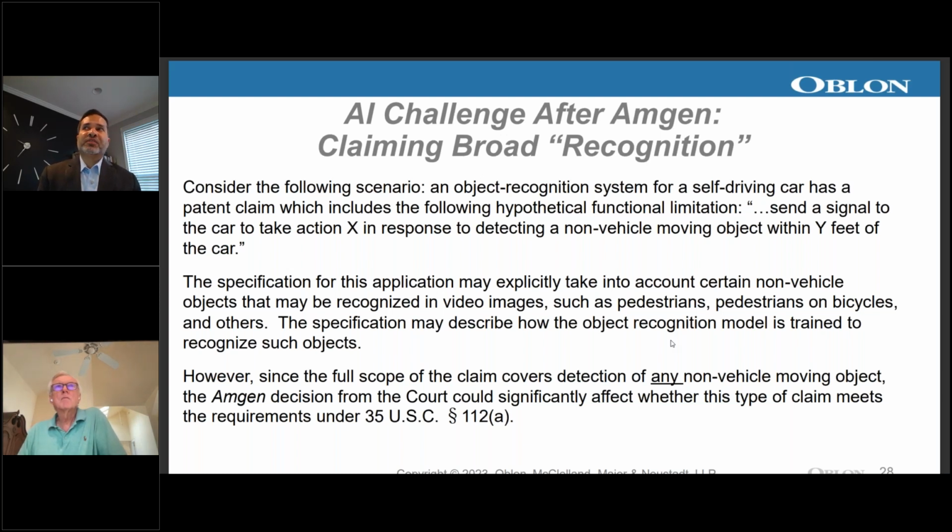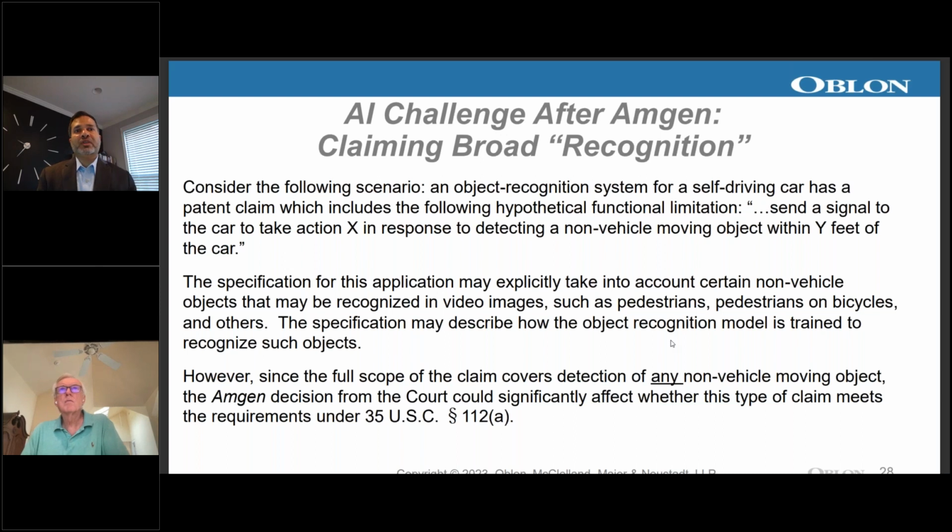Now, maybe the specification in this example takes into account certain non-vehicle objects that could be recognized in video images, maybe pedestrians on bicycles, and other types of objects. And maybe it describes how the neural network or the object recognition model is actually trained to recognize those objects.